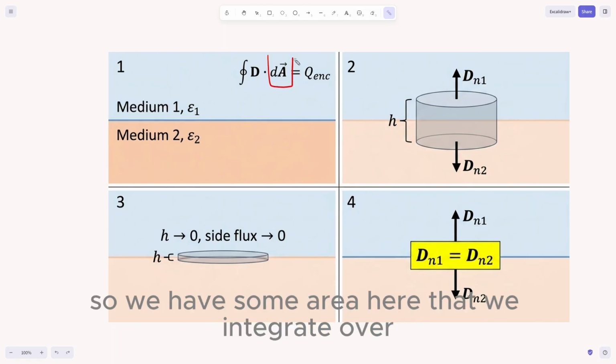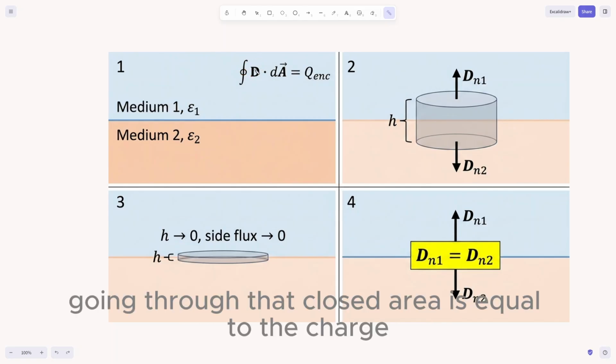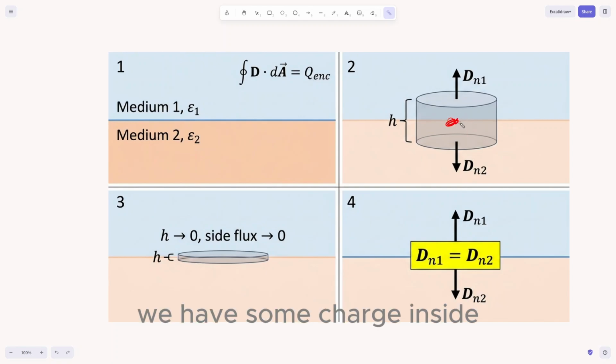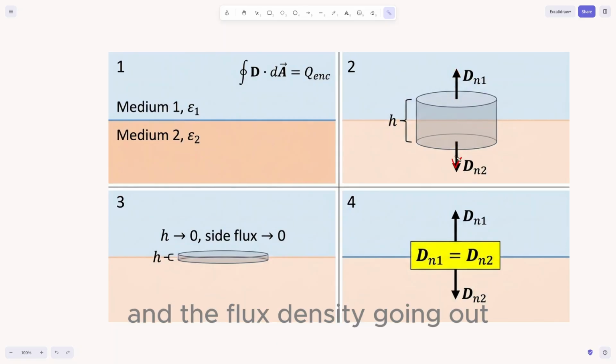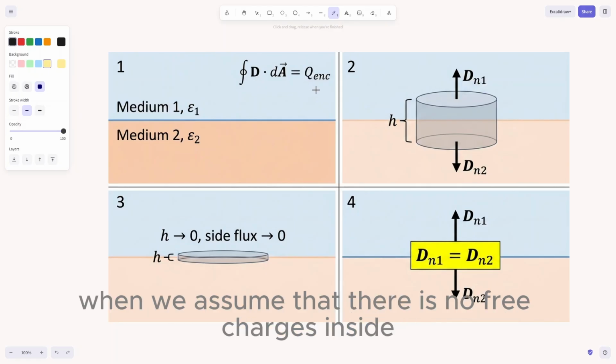So we have some area here that we integrate over, and it's a closed area, and the flux density going through that closed area is equal to the charge. So this is what we have here on the second picture. We have some charge inside, and that charge is equal to the flux density going out. But something interesting happens when we assume that there are no free charges inside.